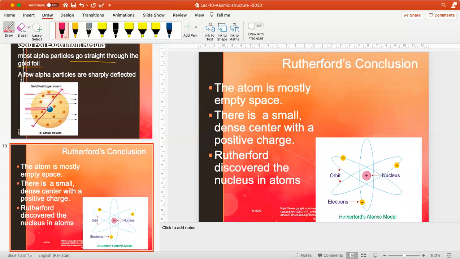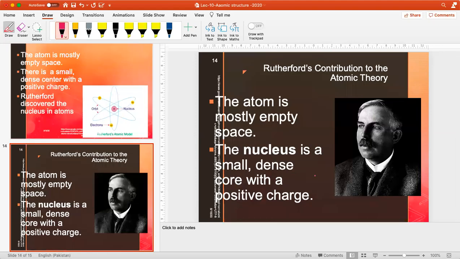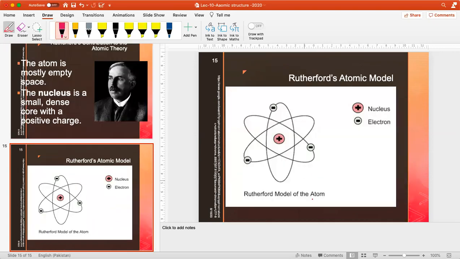Rutherford's conclusion: the atom is mostly empty space. There is a small denser center with a positive charge, and actually Rutherford discovered the nucleus in atoms. Next, Rutherford's contribution to the atomic theory. The atom is mostly empty space. The nucleus is a small dense core with a positive charge. Rutherford's atomic model is presented like this. The positive core is the nucleus and the negative electrons are around it. The center is positive and around the center is negative.